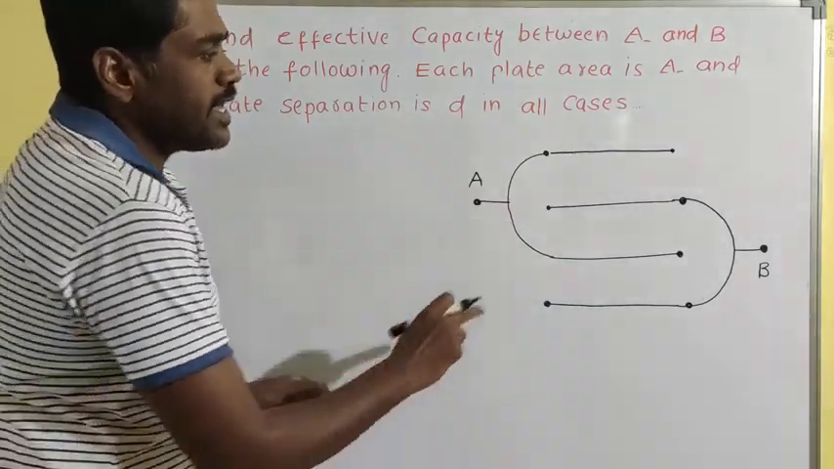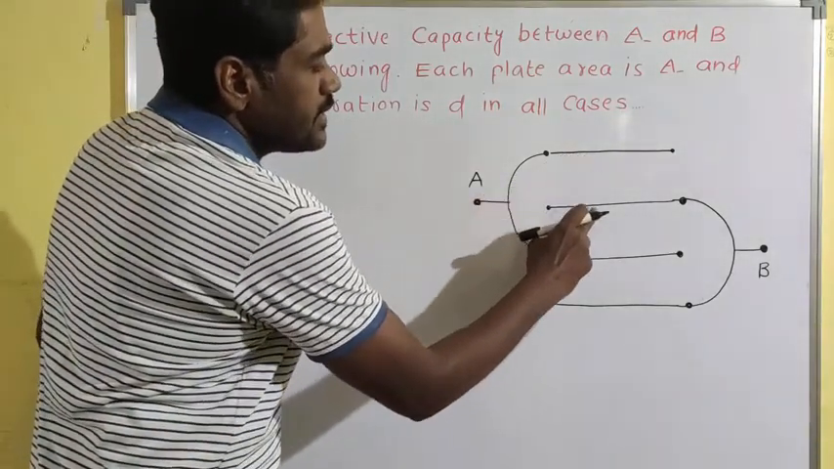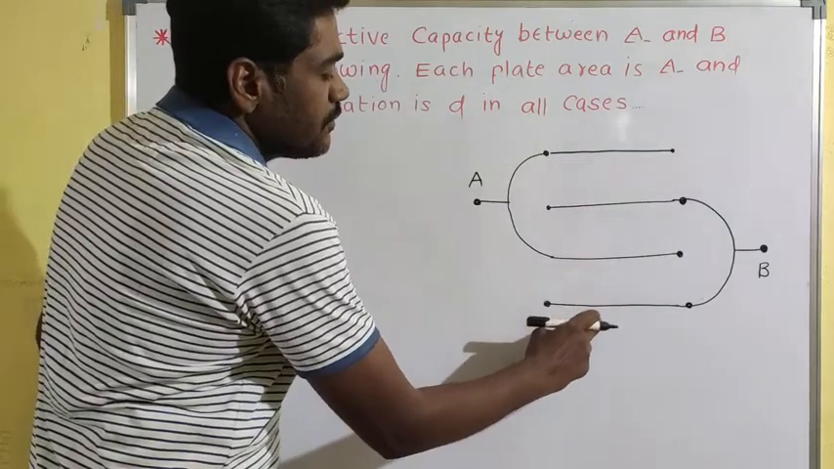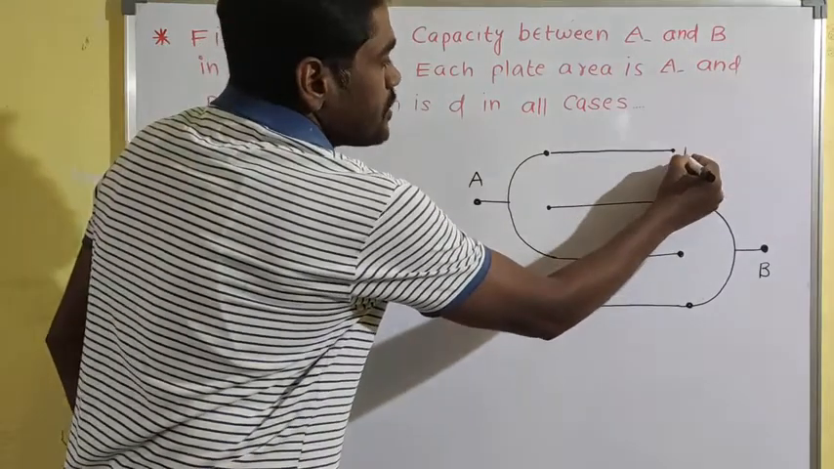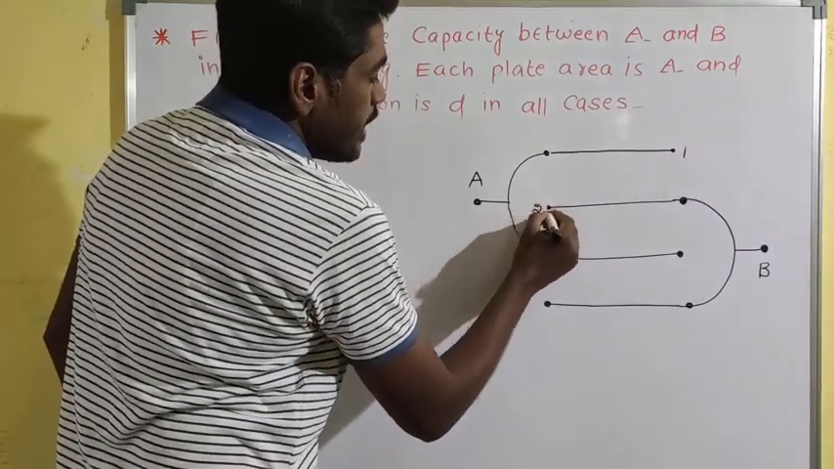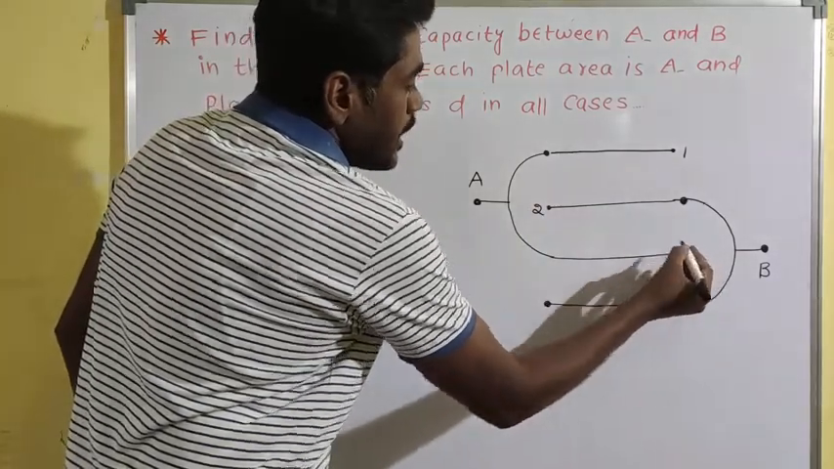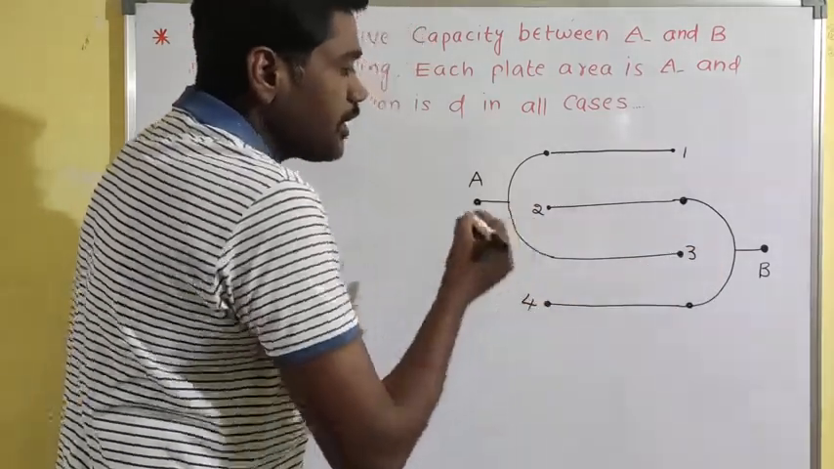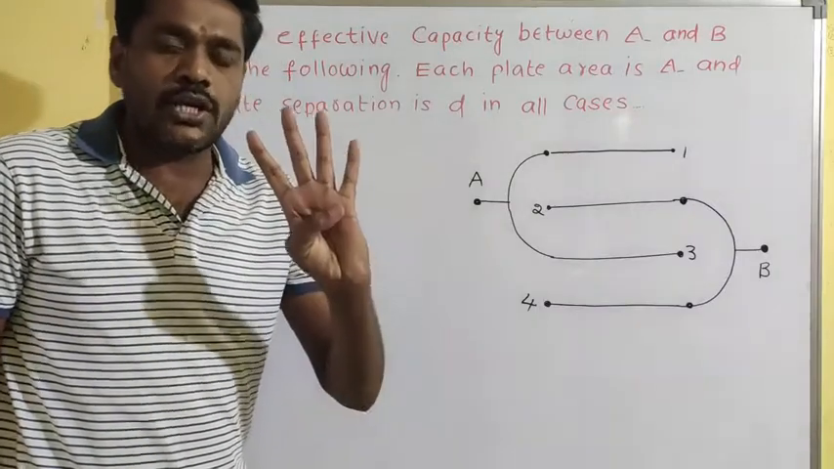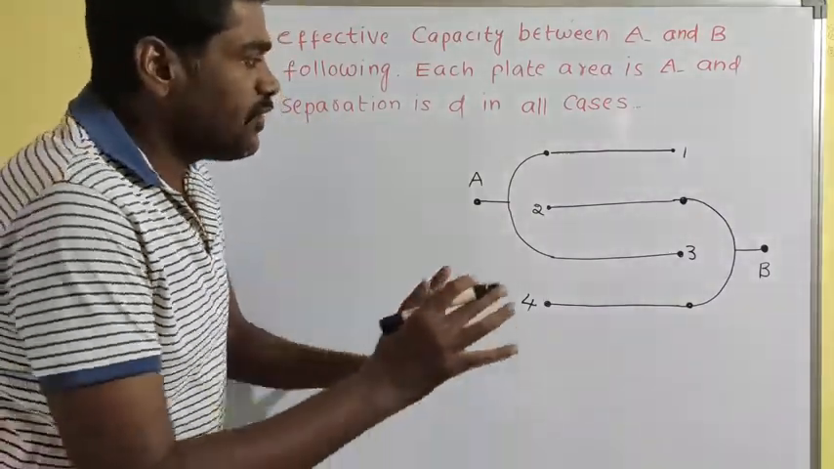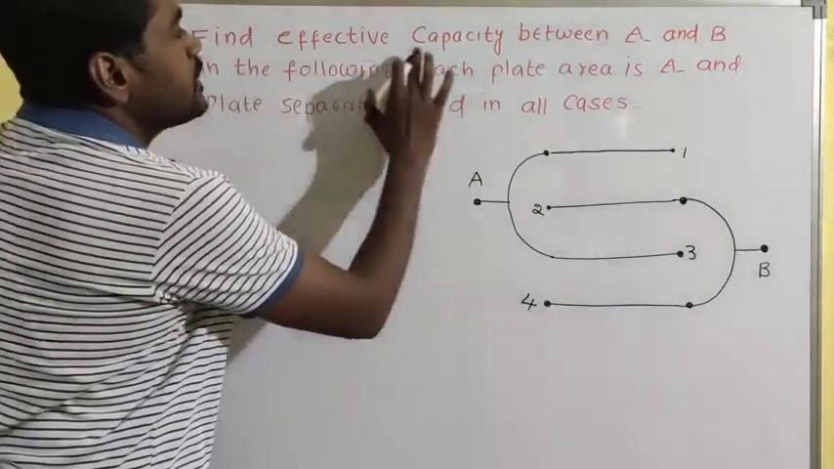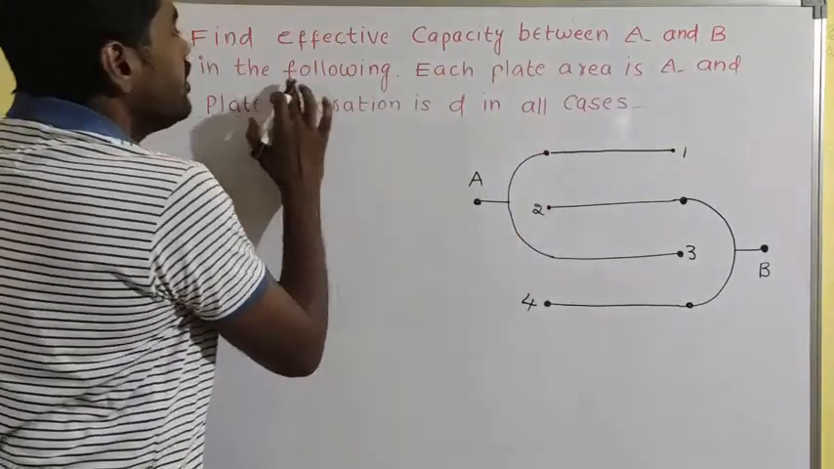Here 4 plates are given. This is the first plate, this is the second plate, this is the third plate, and this is the fourth plate. Let us number them. Total number of plates is equal to 4. First of all, find the effective capacity between A and B in the following.